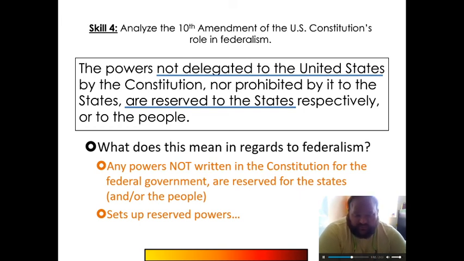This is really what makes us a federal system, by reserving powers for the states, but also by sharing power between the state and the federal government. That's what makes us a federalist system. If all the power was only held within the Constitution and it was only held by the federal government, then we'd be a unitary system of government. So this is what sets us apart.